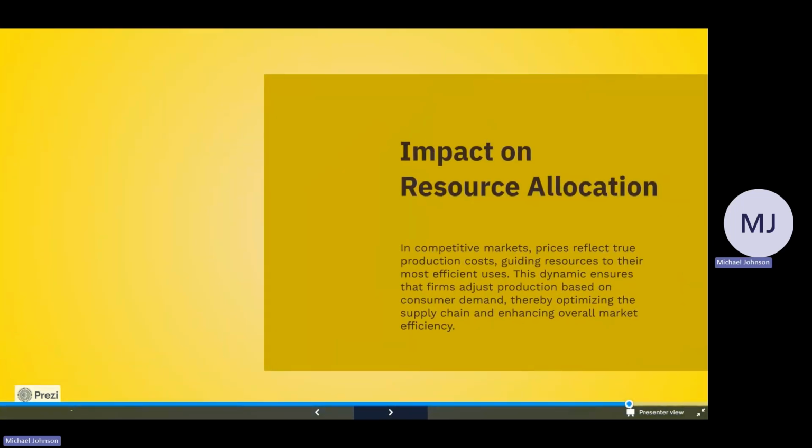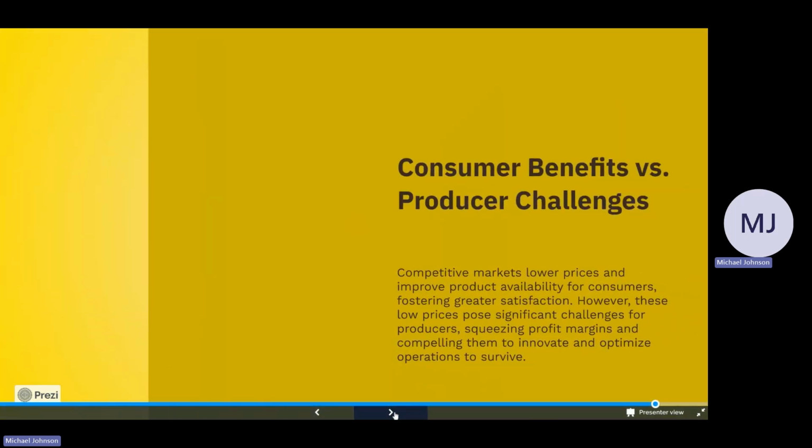Impact on resource allocation. In competitive markets, prices reflect true production costs, guiding resources to the most efficient uses. The dynamic ensures that firms adjust production based on consumer demand, thereby optimizing the supply chain and enhancing overall market efficiency.